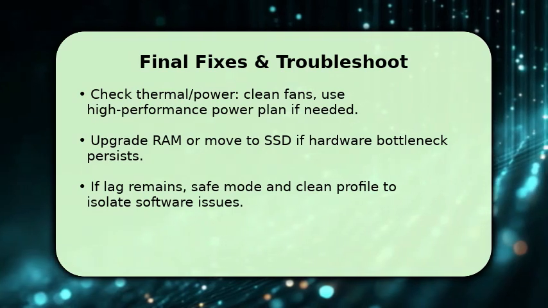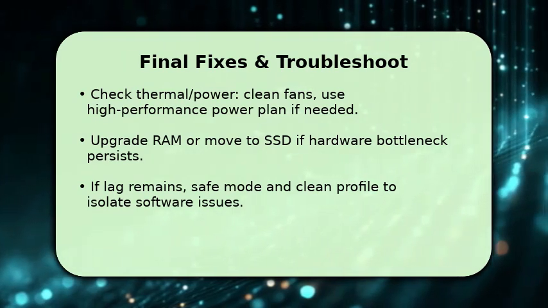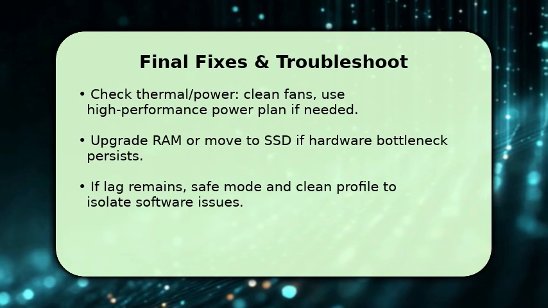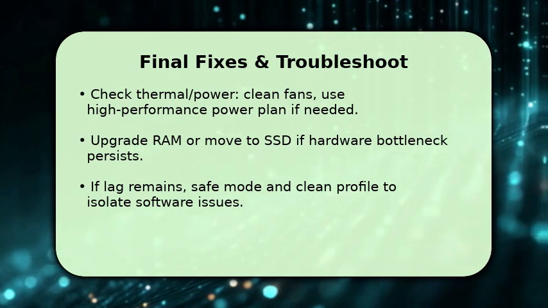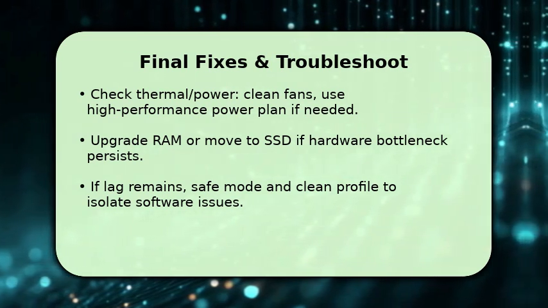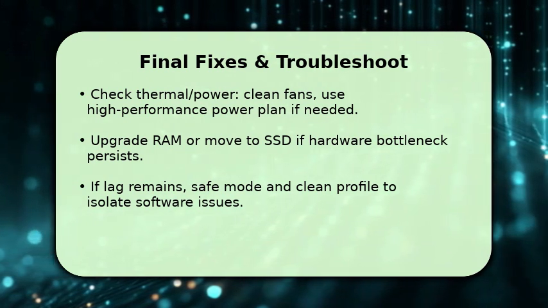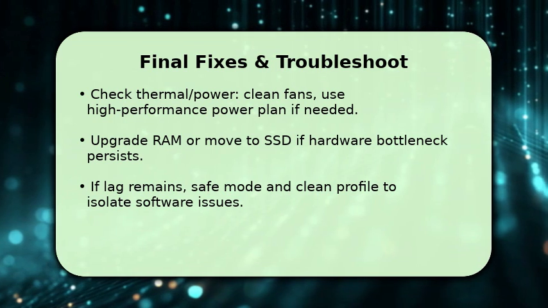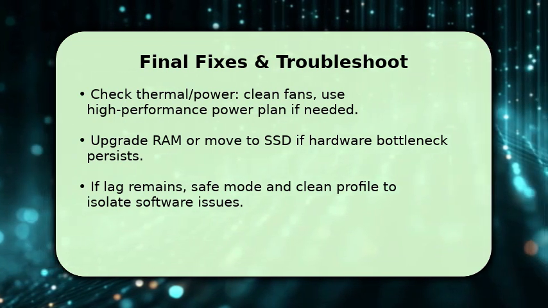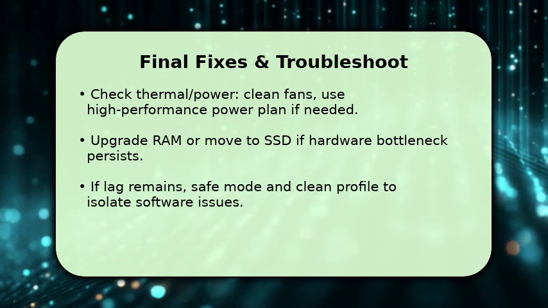Check thermals. Clean vents and fans, reapply thermal paste if necessary, and switch to a high-performance power plan when plugged in. Overheating and throttling cause intermittent slowdowns. If you still bottleneck on RAM or disk I/O, upgrade RAM or replace an HDD with an SSD. Those changes eliminate chronic limits.